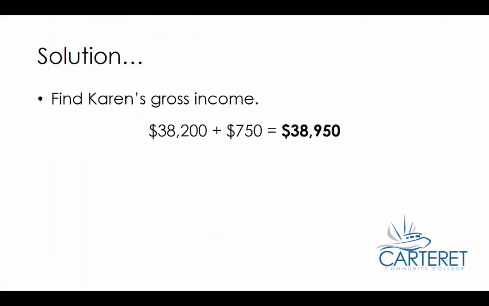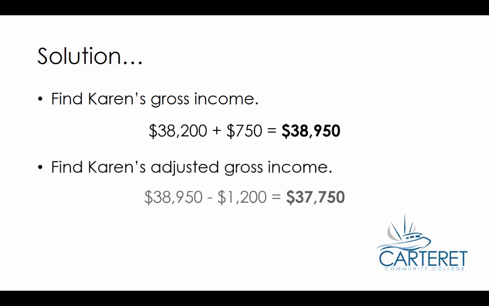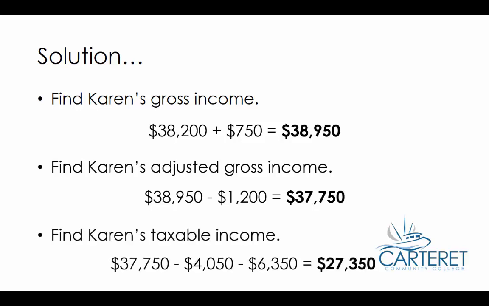Since Karen earned wages of $38,200 and earned $750 in interest from a savings account, this brings her gross income to $38,950. Karen contributed $1,200 to a tax-deferred retirement account, which qualifies and is an adjustment to her gross income. Thus, her adjusted gross income would be found by subtracting that amount. In order to find her taxable income, we subtract the exemptions and deductions, bringing her taxable income to $27,350. This is the amount the federal government is going to use to find her federal income tax burden.